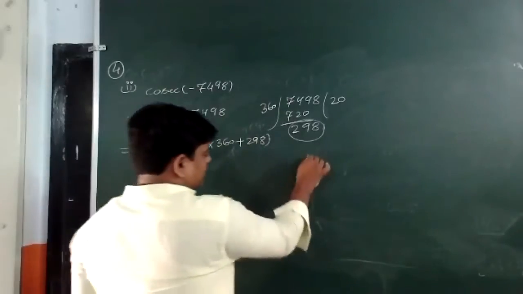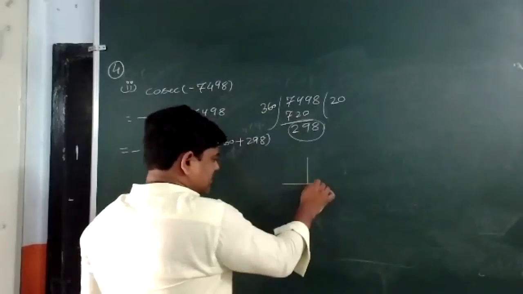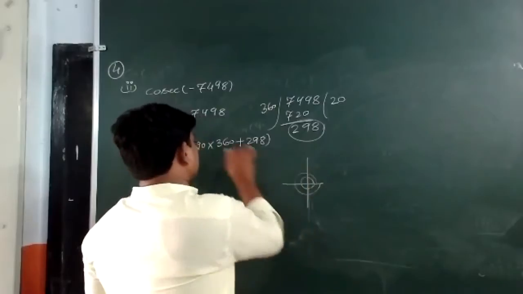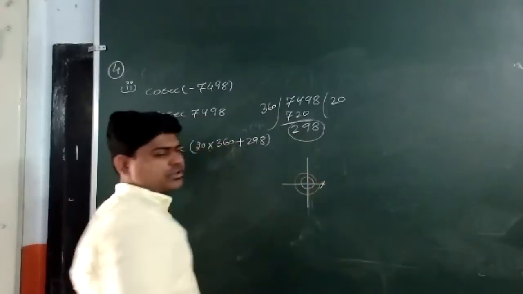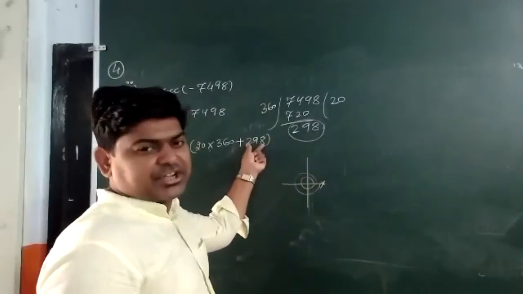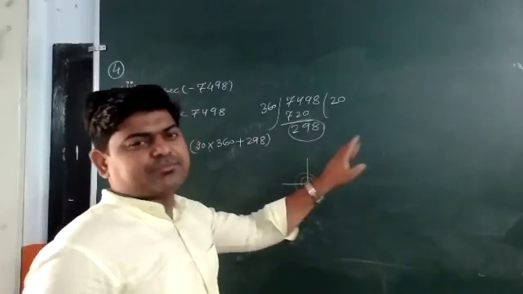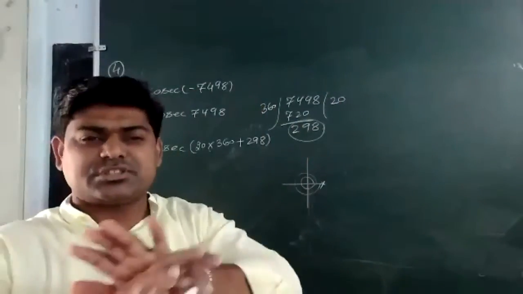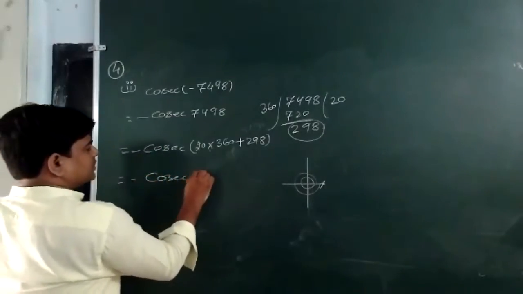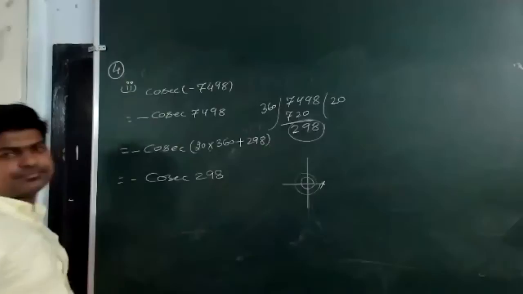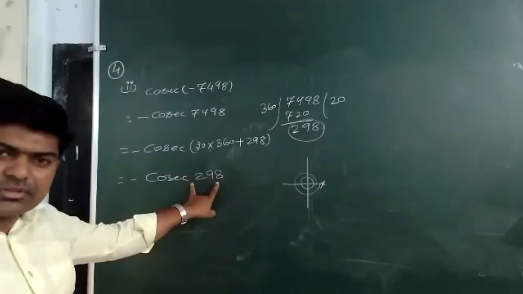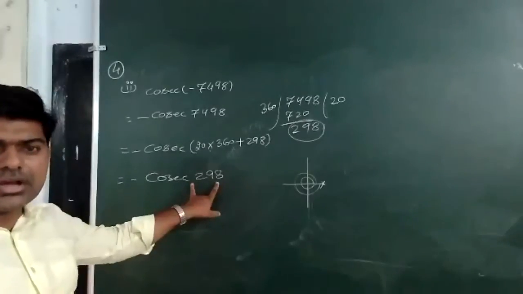Now, think about the quadrant concept. In one complete revolution of 360, 20 times we will move back in each level. And if we are adding something, it is working as a theta. So it will go in the first quadrant. In the first quadrant, cosec is positive, and with 360 it will not change. Their value will be minus cosec 298. That large number can be written in this form. Are you getting me?